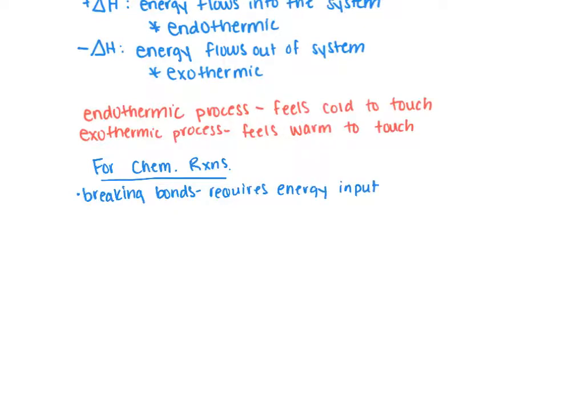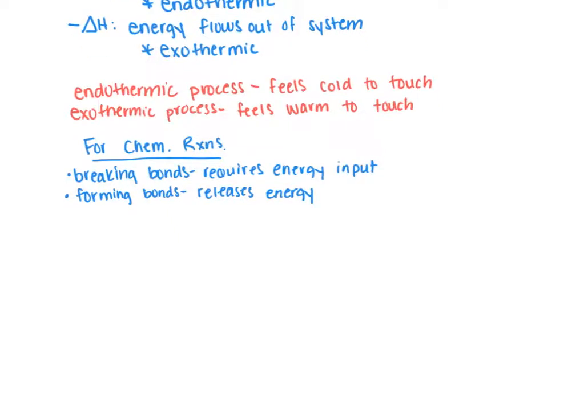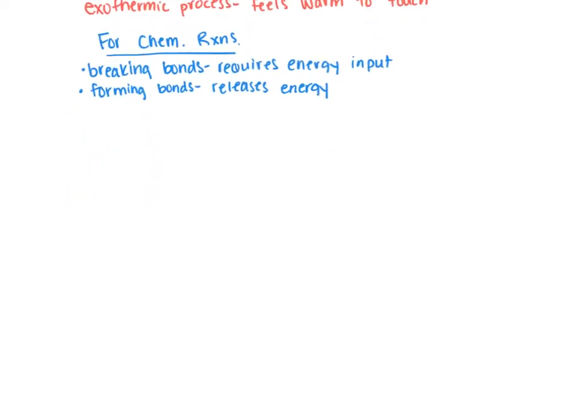While forming bonds will release energy. So when a reaction requires more energy to break the bonds than it can release, it is endothermic. And when a reaction gives off more energy than was required to break the bonds, that reaction is going to be exothermic. And I'll show what that actually looks like graphically.